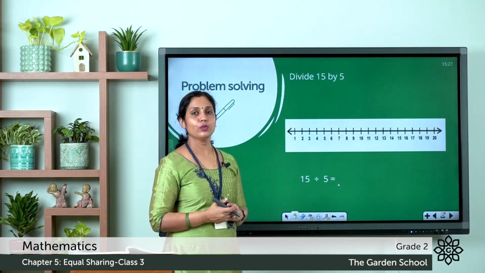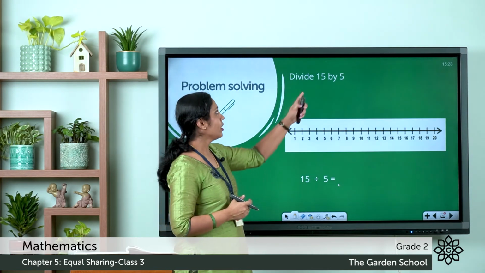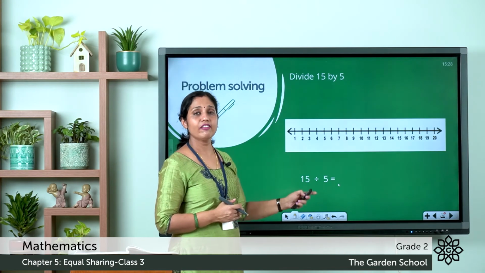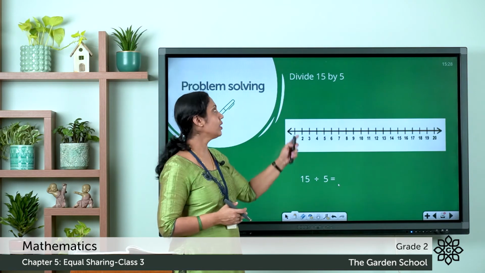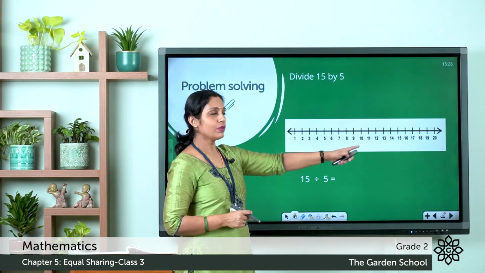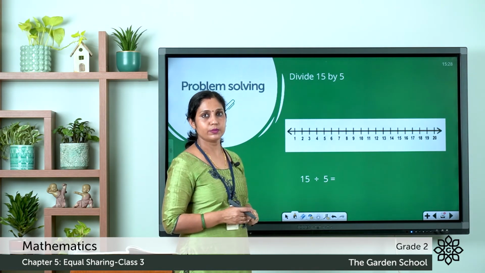Now what we have to do? We have to do using the number line. So here the dividend is 15, divisor is 5. So where should we start from? We should start from the number 15. So from 15 we have to come back 5 steps first.